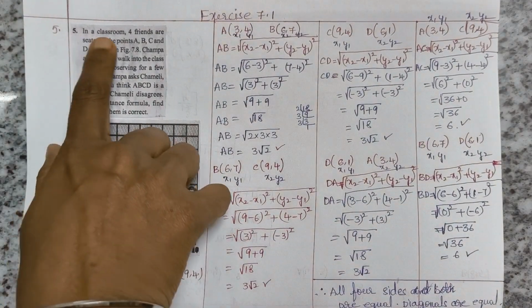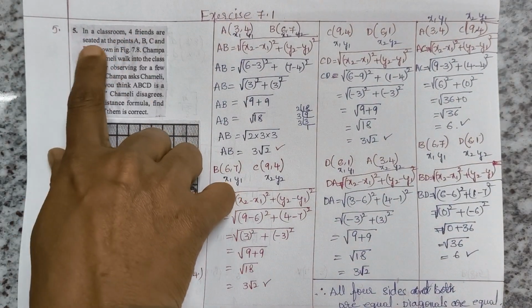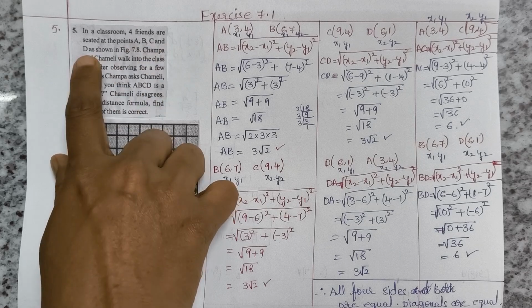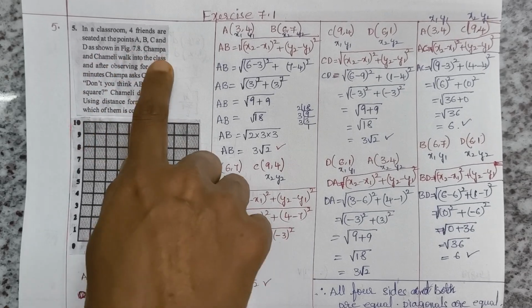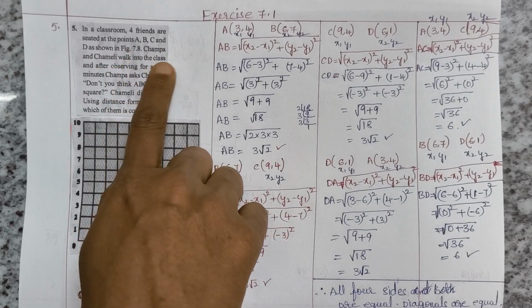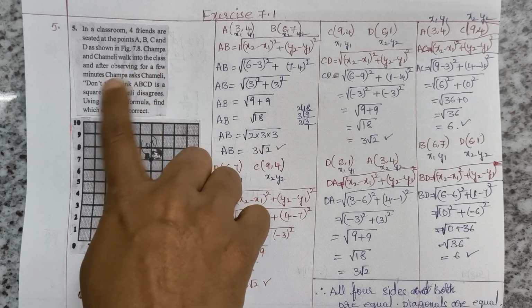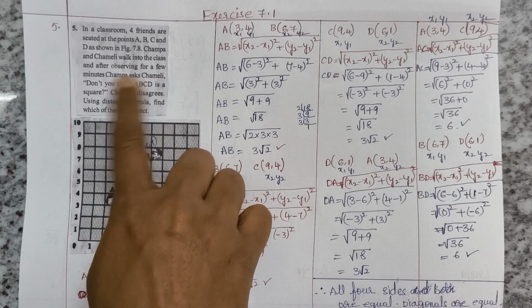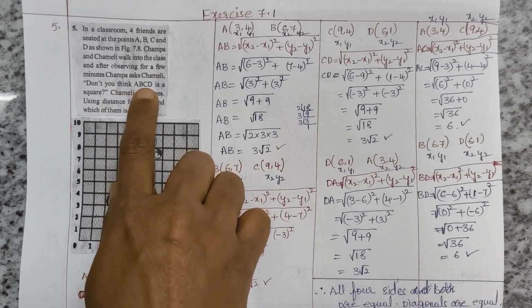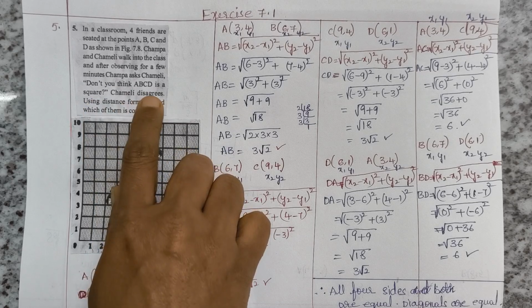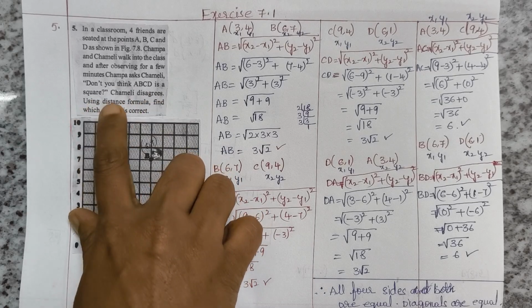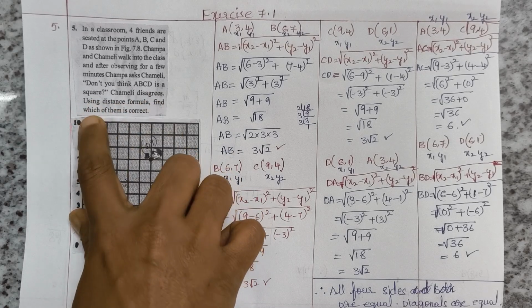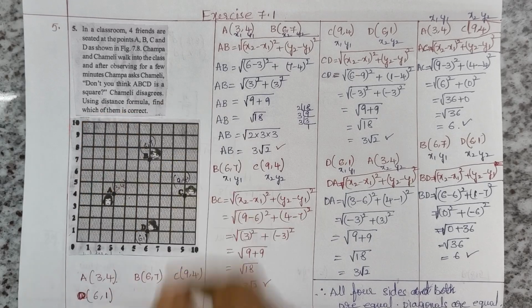See here, question, what is there? In the classroom, 4 friends are seated at the points A, B, C and D shown in the diagram. Champa and Chamali walk into the class and after observing a few minutes, Champa asks Chamali, "Didn't you think ABCD is a square?" Chamali disagrees. Use the distance formula to find which of them is correct.